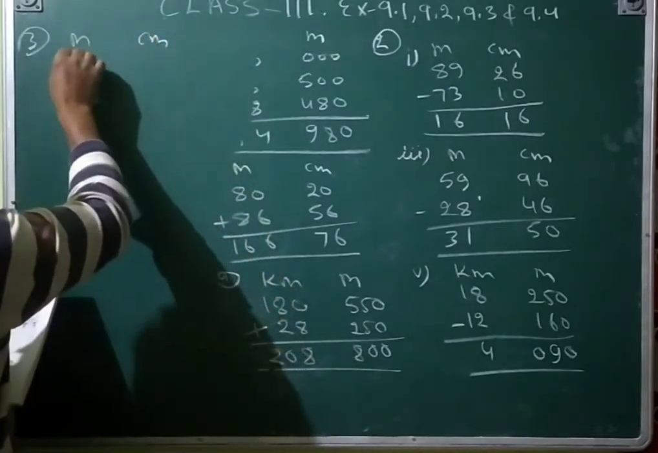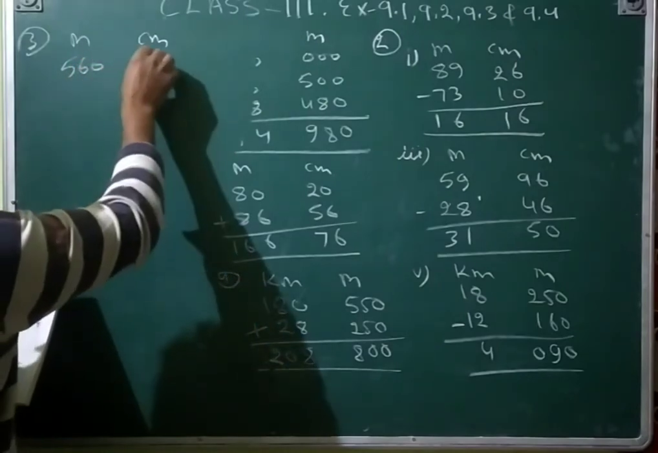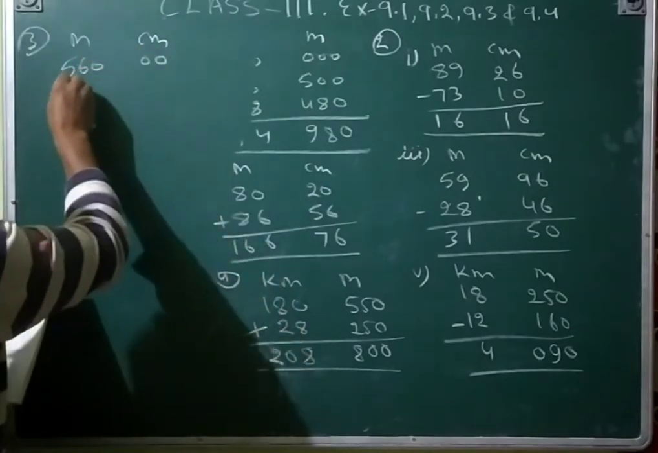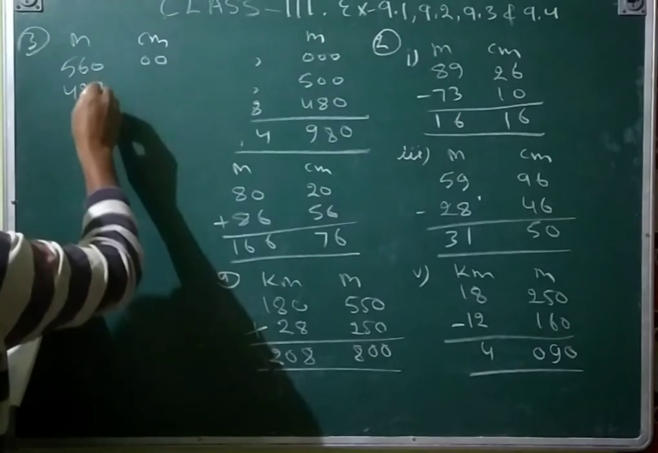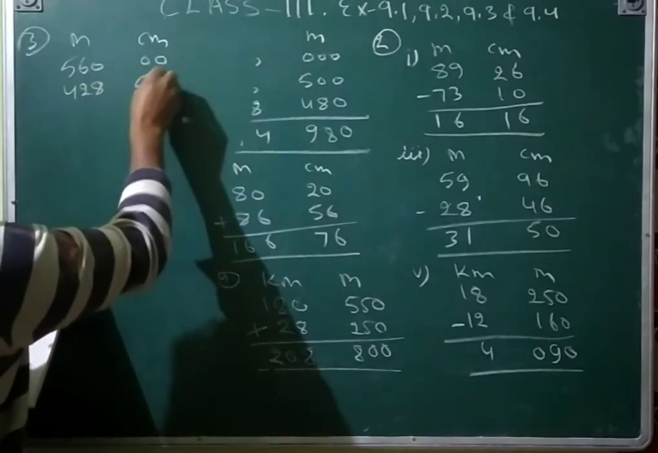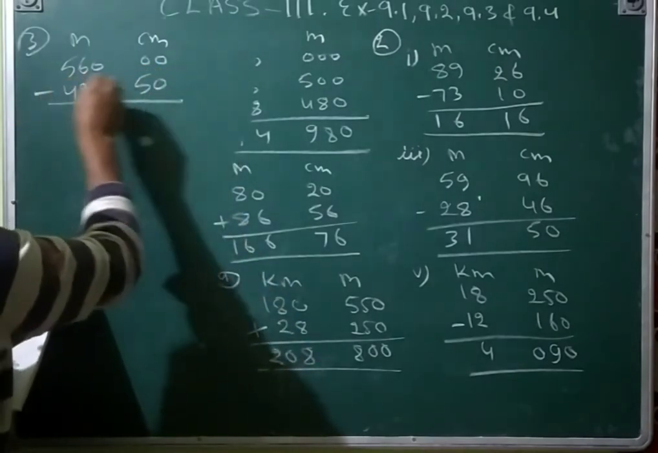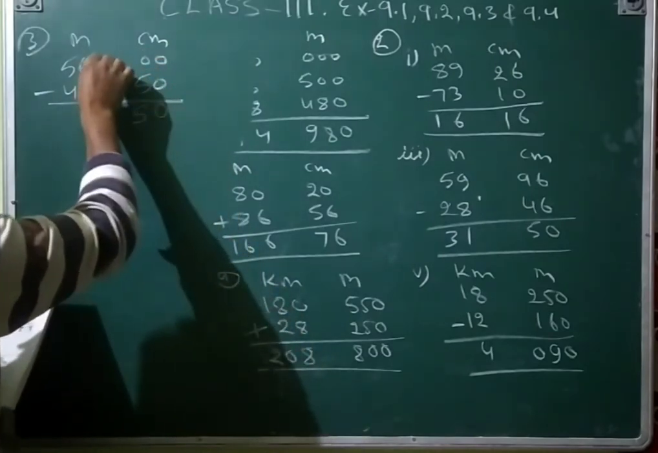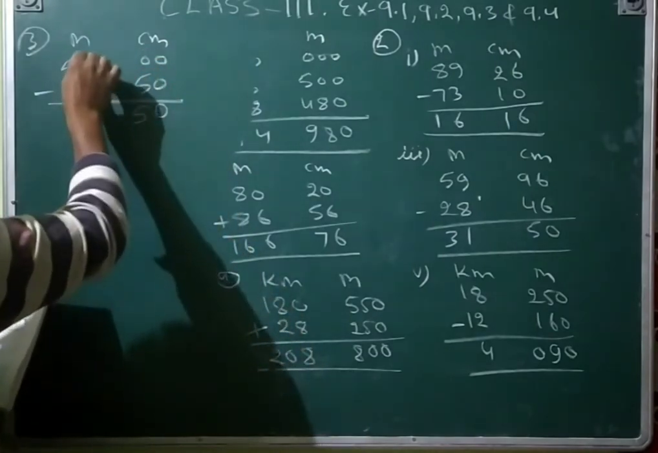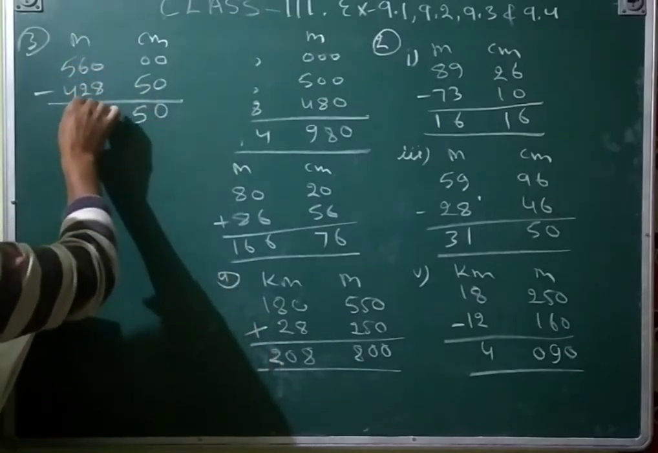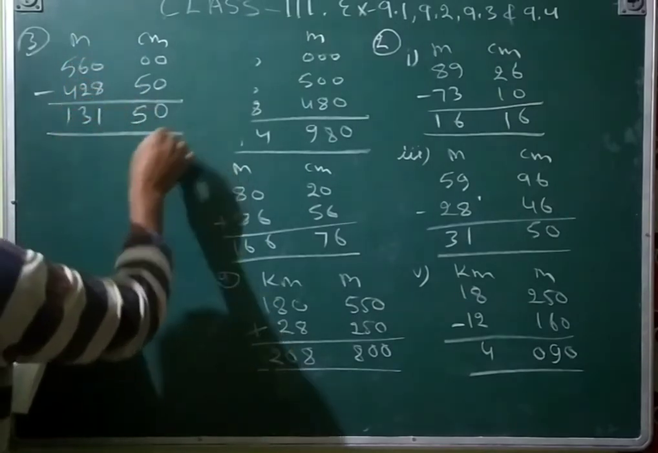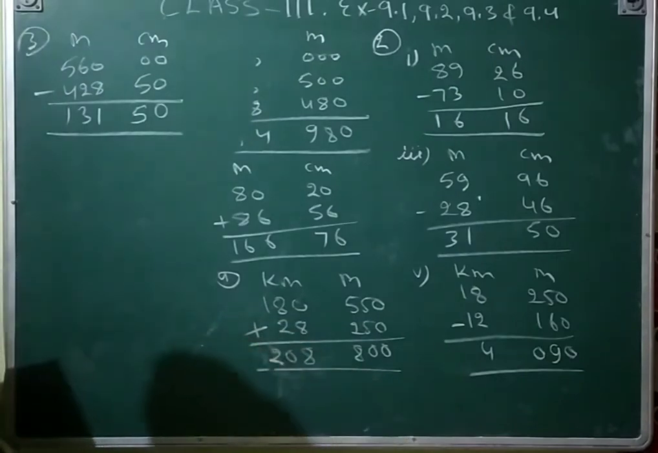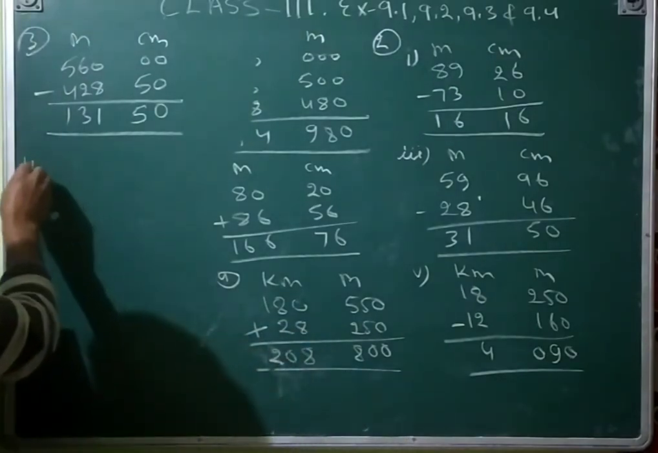So that is 560, and then centimeter is not given, so that is 0 0. 428, that is 50, and then subtract: 0 less 0, 0; 10 less 5, 5; that is 9, 9 less 8, 1. Now this is a 5, 5 less 2, 3, and then 1, 131 meter 50 centimeter. Now that 4th question.